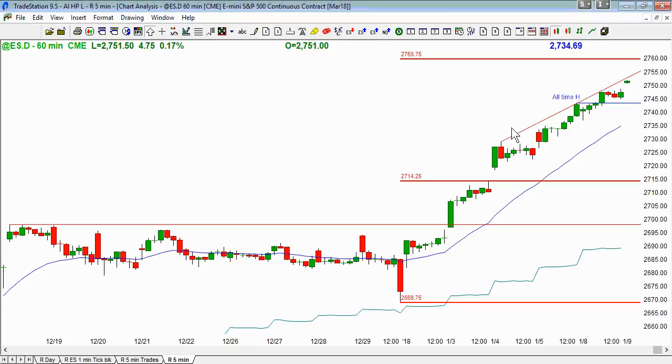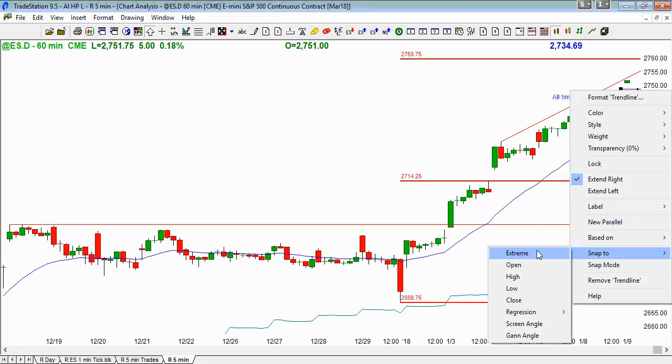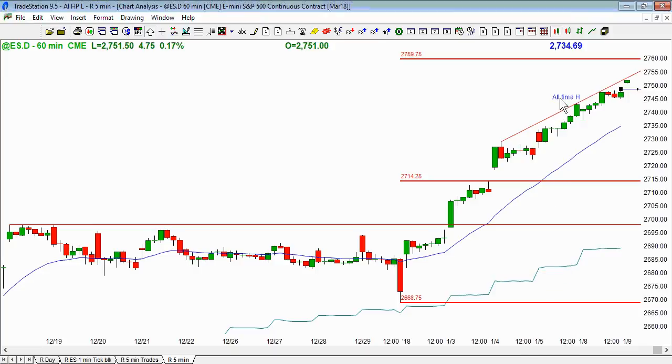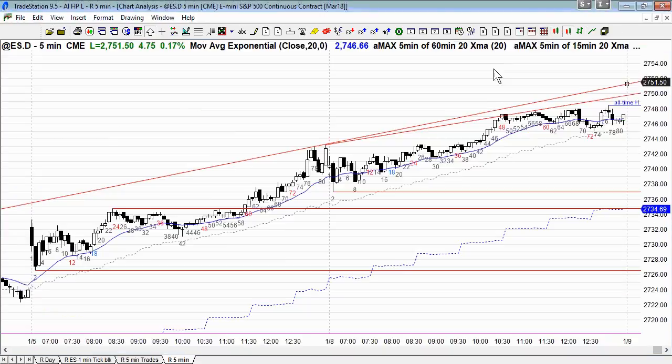Near the top of a 60-minute channel. This is the all-time high now, or it was. Now, yesterday we had a big bear bar on the open. We got an opening reversal up. 2 days ago, two big bear bars on the open. We got an opening reversal up.